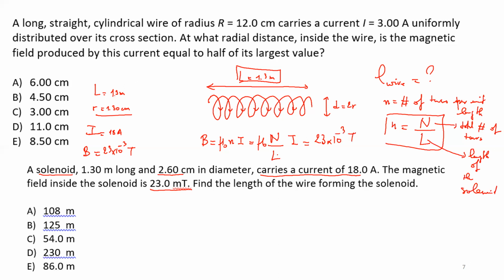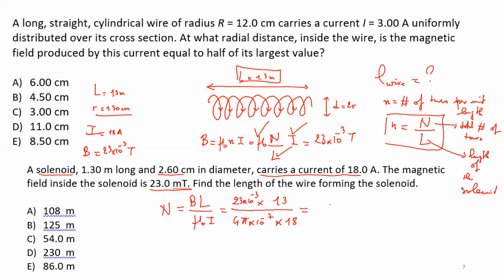So I can know what's the number of turns because I know everything here. I know mu naught, it's a constant. I know I, it's 18 amps. I know L. So the number of turns, N, let's write it down, is equal to B, magnetic field inside the solenoid, multiplied by the length of the solenoid, divided by mu naught, multiplied by the current. You put all the numbers, it's of course 23 times 10 to the power minus 3, multiplied by the length, 1.3 meters. Of course, you put everything in SI units, divided by 4 pi times 10 to the power minus 7 Tesla meter per amp, I is of course in amp, 18. So this gives you what?